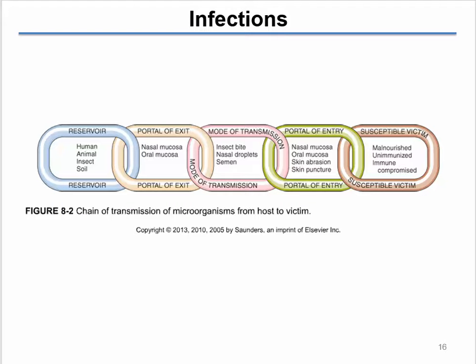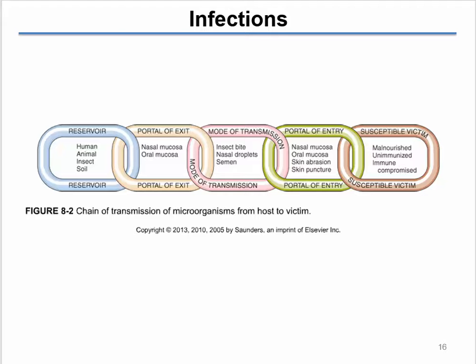I like this concept here, this chain of transmission of microorganisms, and this is bacteria, viruses, anything. In order for infections to occur, we need all of these things to be in place. And by looking at it this way, we can also look at ways of preventing infection.